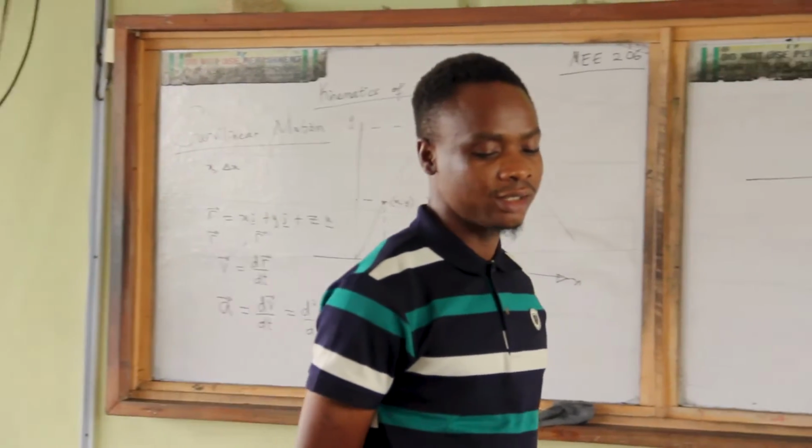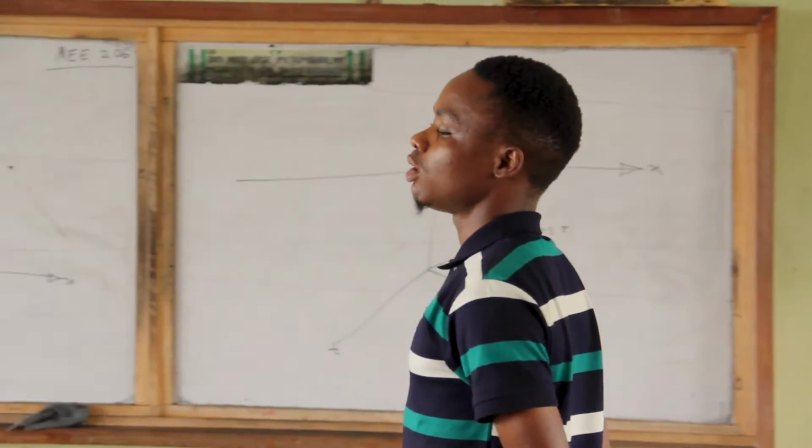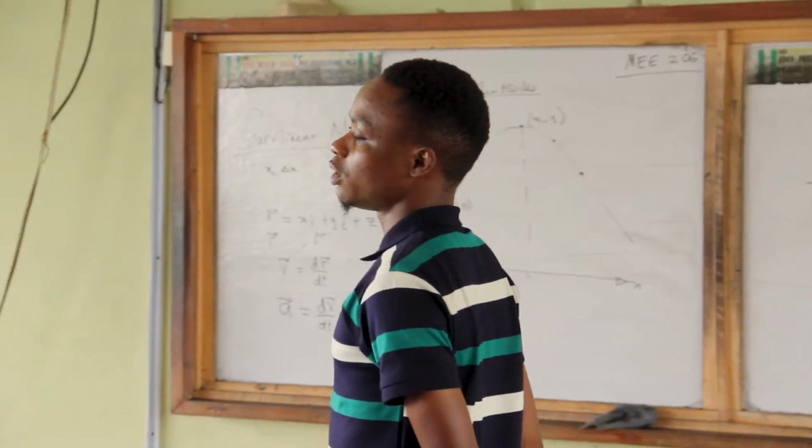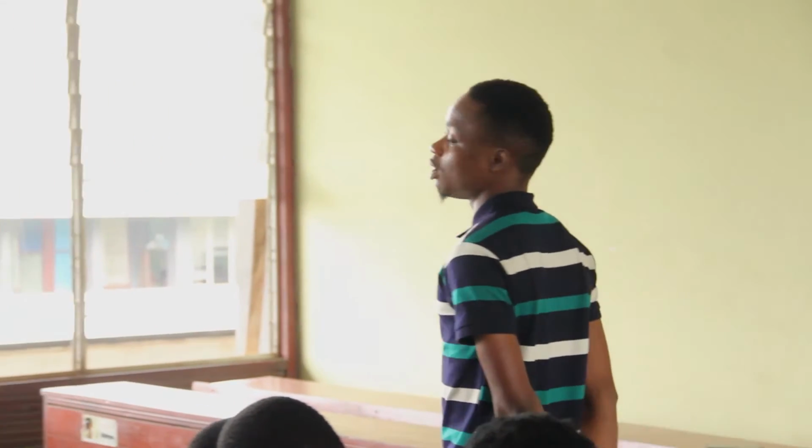Velocity is always in the tangential direction. I'm saying it again: velocity is always in the tangential direction. In other words, velocity is always tangent to the trajectory of motion of the body.